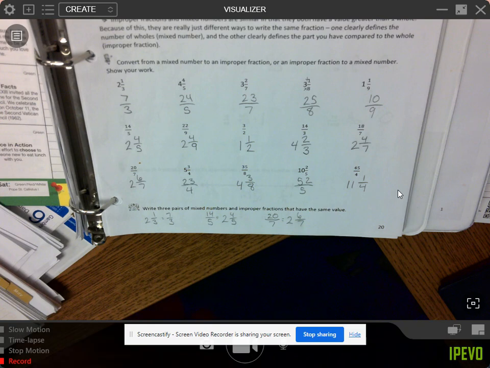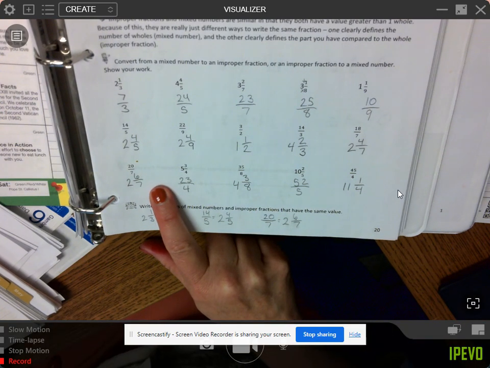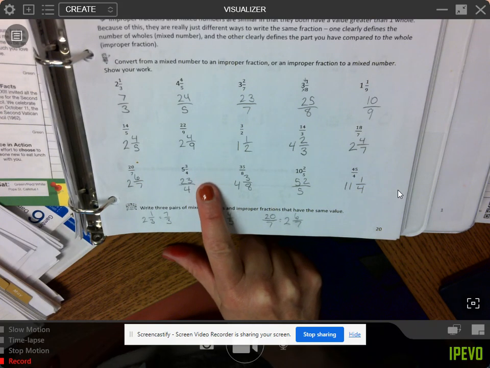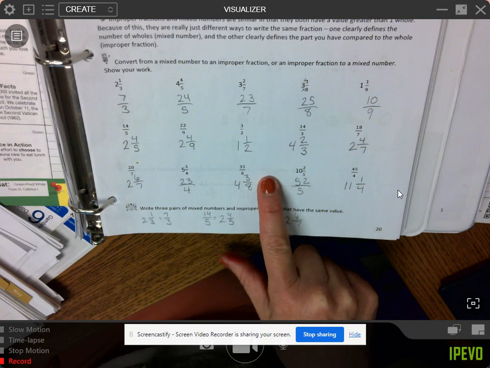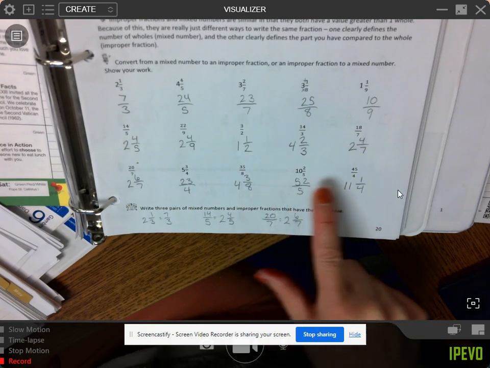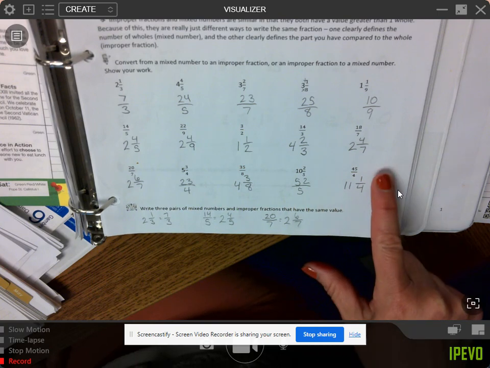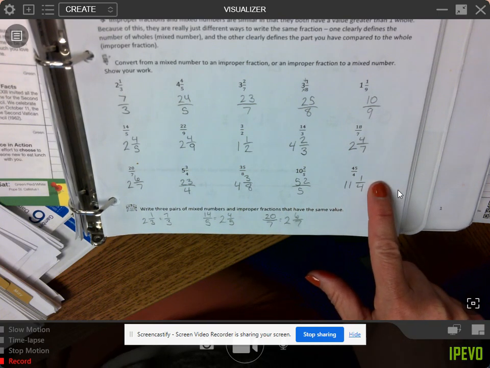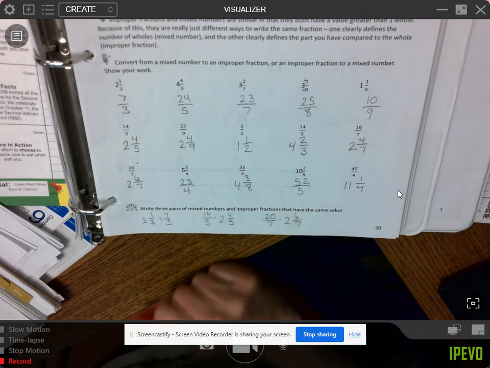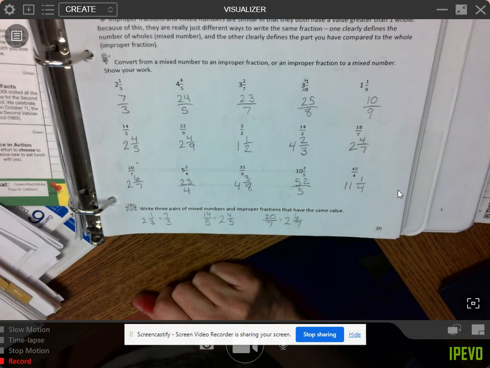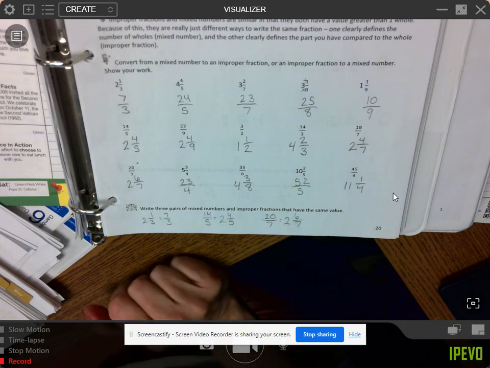All right, last row. 27 becomes 2 6/7. 5 3/4 becomes 23/4. 35/8 becomes 4 3/8. 10 2/5 becomes 52/5. 45/4 becomes 11 1/4. Any questions on that bottom row? If you're not sure how I got the answer I got. Jimena.